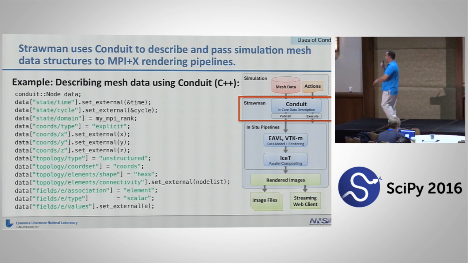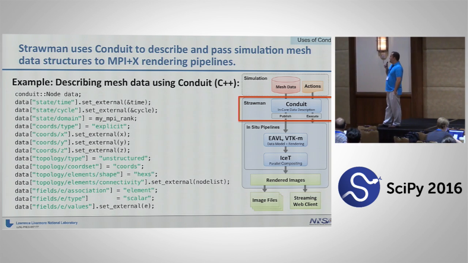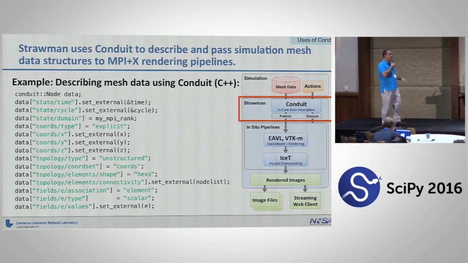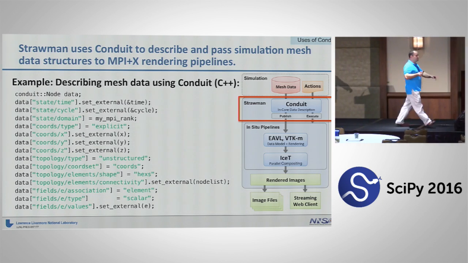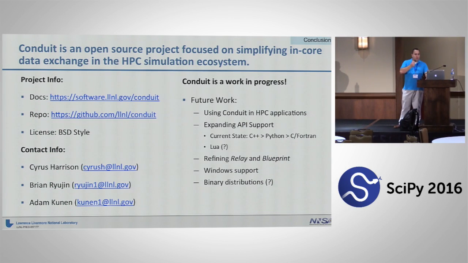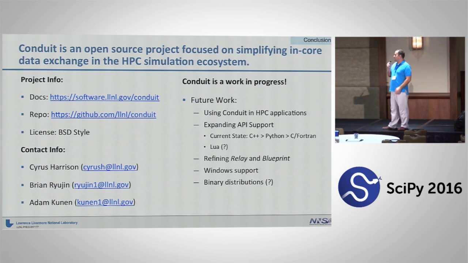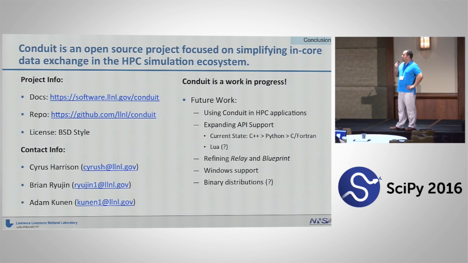So in this case, this is C++ you're seeing. But in this case, we're describing an unstructured mesh from one of those proxy apps using Conduit, and that gets handed off to our rendering pipelines to make beautiful pictures. That's the end all be all. Okay, so those are two places where we're using it. They're two important places that I'm also involved in.